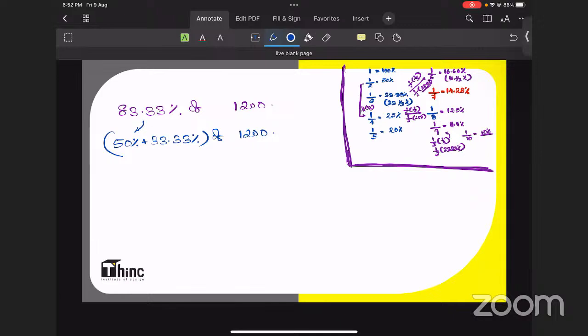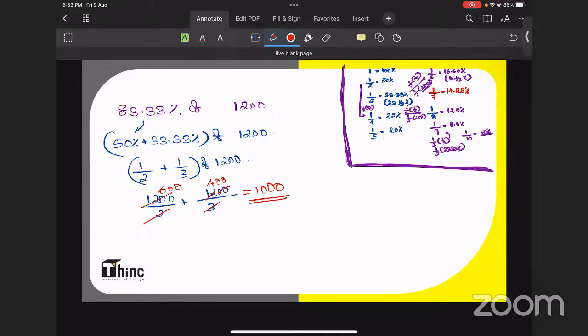So 50% is simply 1 by 2, plus 1 by 3, of 1200. So 1200 by 2 plus 1200 by 3. Now you can easily cancel: 600 and 400. So finally it is 1000 only. 83.33% of 1200 ends at 1000.